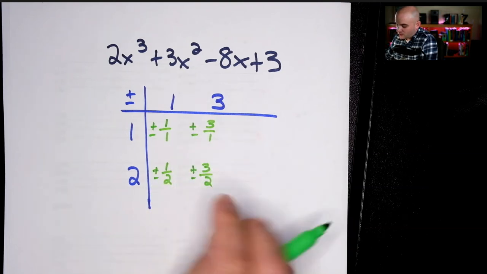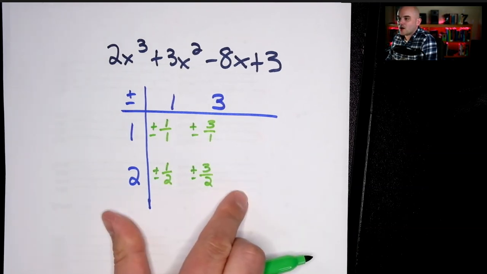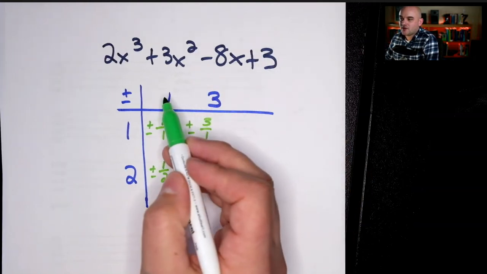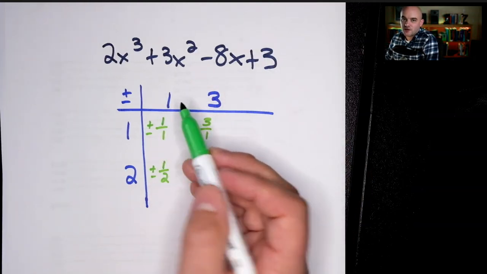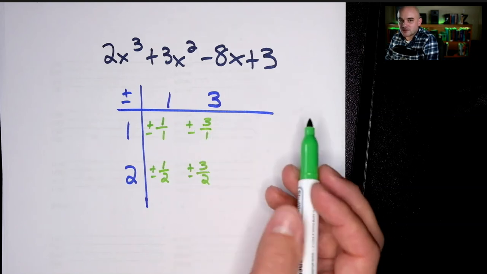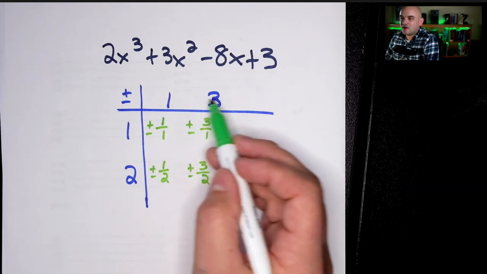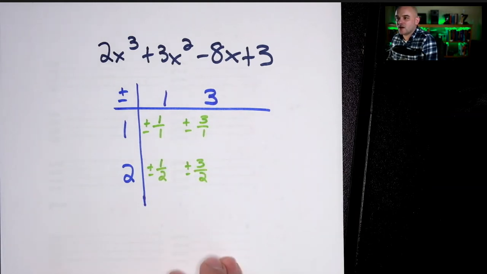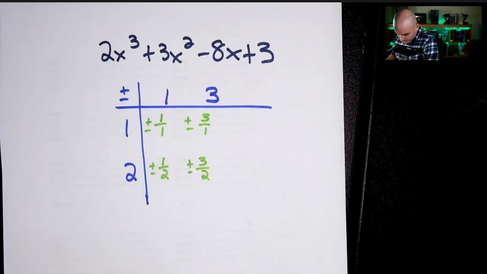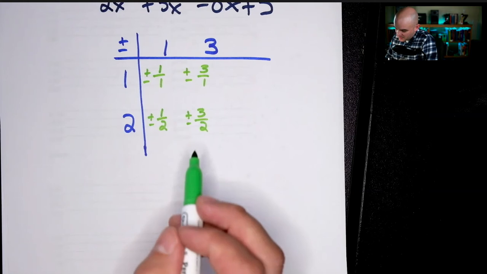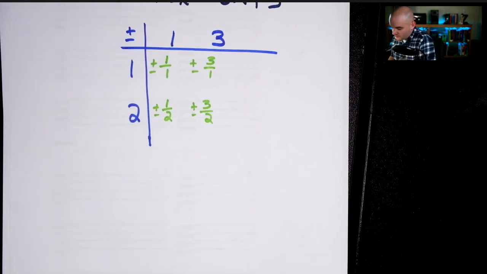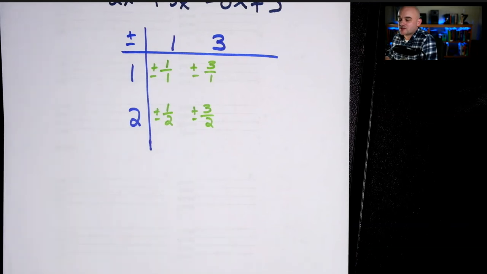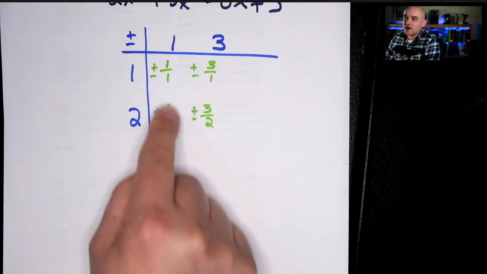This doesn't help out a whole lot on this particular problem, but if this were a 24, imagine you'd have 1 and 24, 2 and 12, 3 and 8, 4 and 6. It turns out to be a lot of possible rational roots, and this will help you keep it organized if you do that. All right? So there's our possible rational roots written in green. If I was asking you on the quiz or test, just give me the possible rational roots, you'd write out these 4 things, right?